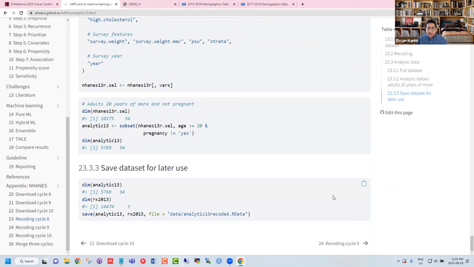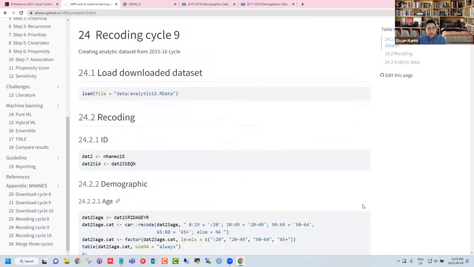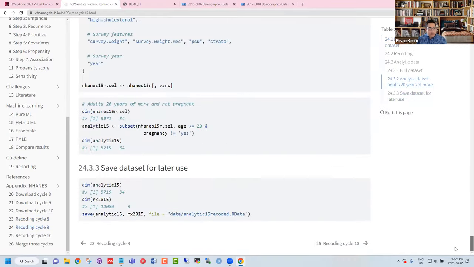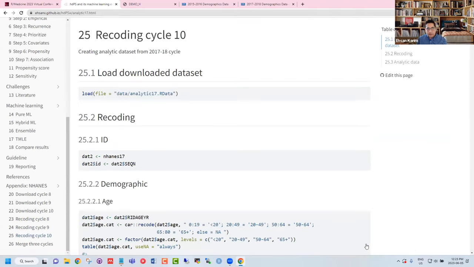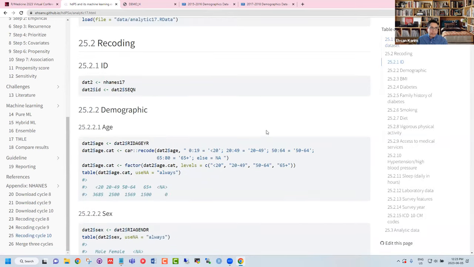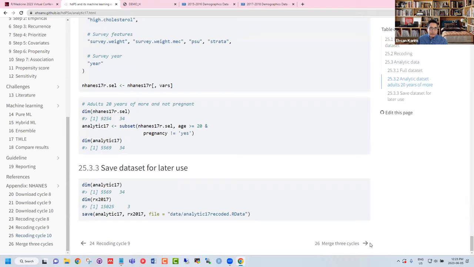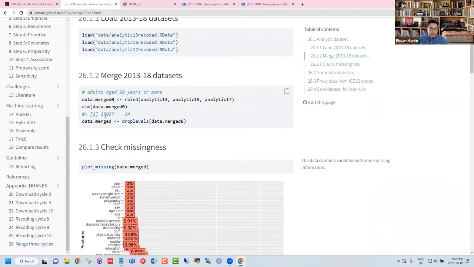Also, you need to think about the eligibility criteria that you need to impose on your study. Say, for example, in our study, we imposed the eligibility criterion that age has to be at least 20, as well as working with people who are not pregnant at the time when the data were collected. We imposed all of these criteria for the 2013-14 data, and this is happening for the 15-16 cycle. Same recoding, you just do the same thing 3 times because you are dealing with 3 different cycles. After you deal with all of this recoding, you merge all of these data sources to get the entire population that you want to analyze.